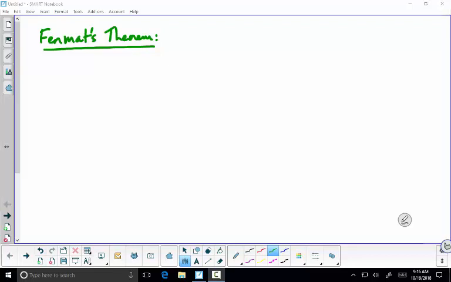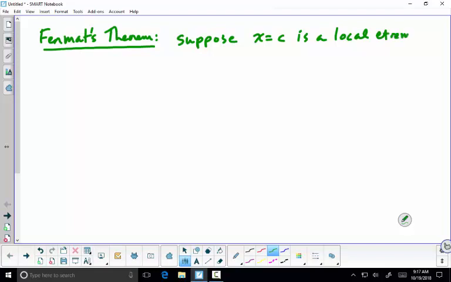Okay, folks, I want to go through the proof of Fermat's theorem. Remember that Fermat's theorem said, suppose x equals c is a local extrema. Remember that word extrema means a max or a min. Local max or a local min.